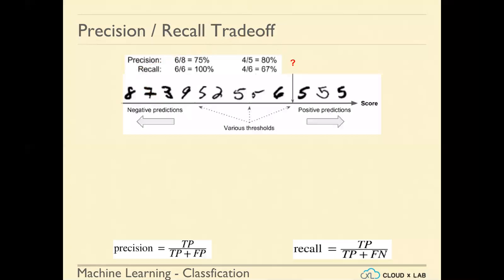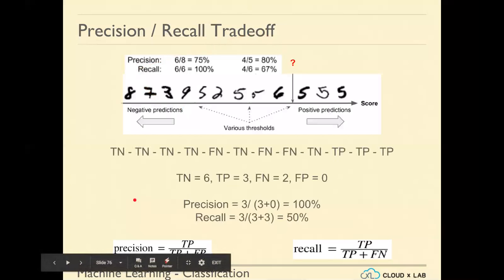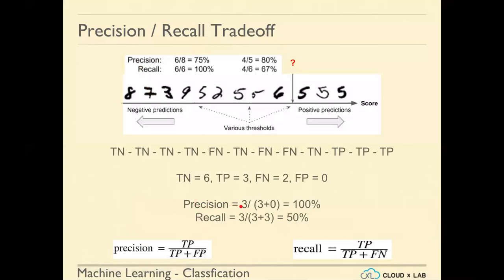Good, good, good, Balaji. And great. So yes, our precision is 3 divided by 3 plus 0, because there is nothing wrong in them then.